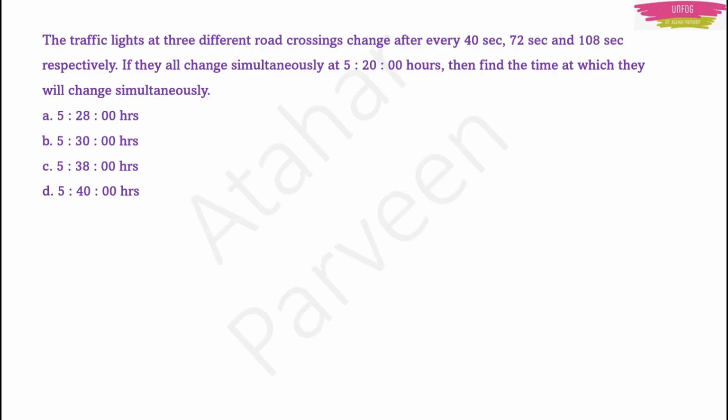Next question. They can ask you this type of question also. The traffic lights question. Remember they asked you one traffic lights question in 2015 also, right? So the question is: the traffic lights at 3 different road crossings change after every 40 seconds, 72 seconds and 108 seconds respectively. If they all change simultaneously at 5:20 hours, then find the time at which they will change simultaneously.